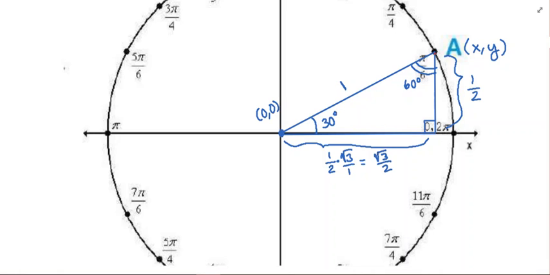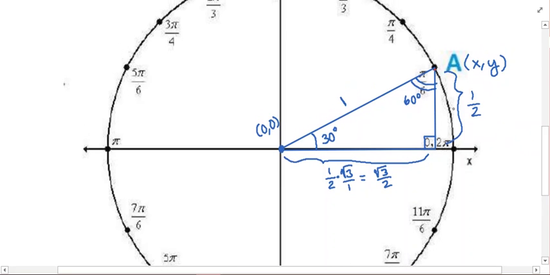Why is this helpful? Why am I doing this? Well, now that I've got the length of all three sides, this is how I'm going to get my coordinates at A. Think about it. We're in the XY plane. If I'm traveling from the origin to the point A, how do I get there?